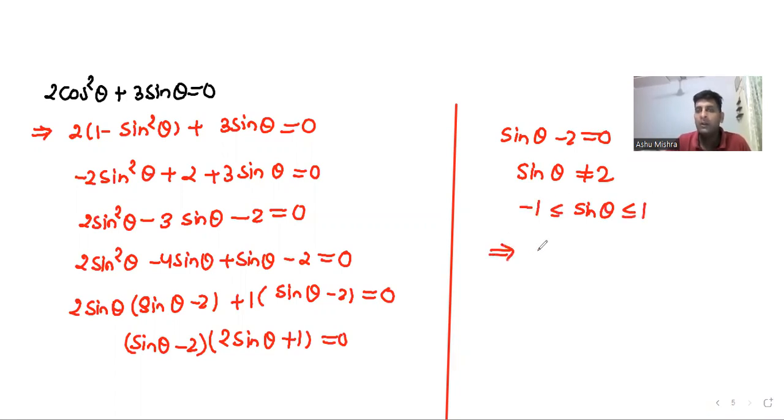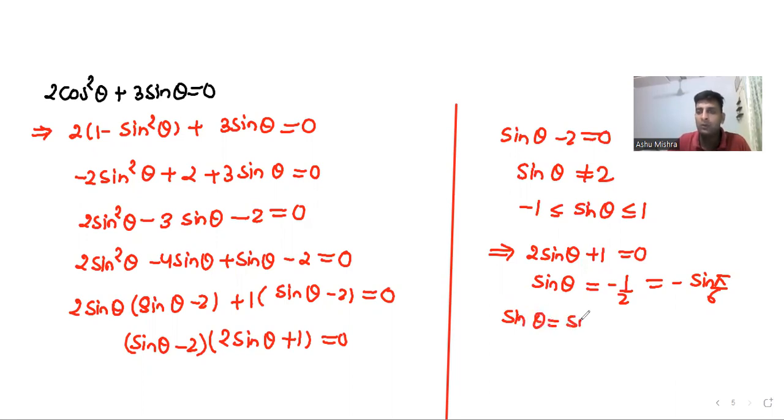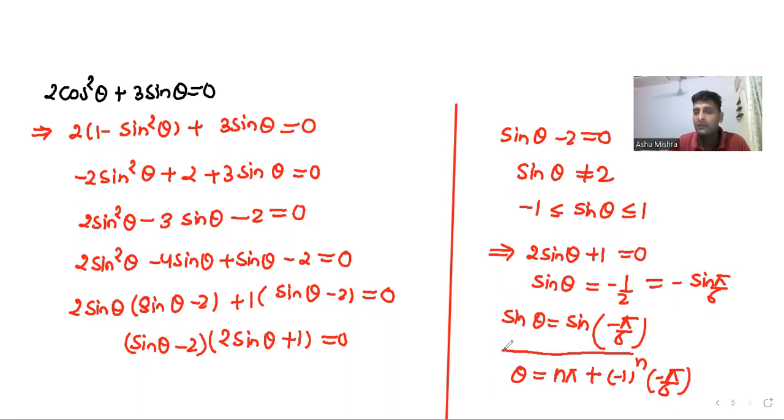Now 2 sine theta plus 1 equals 0, or you can say sine theta is equal to minus 1 by 2, meaning minus of sine pi by 6, so sine theta is equal to sine of minus pi by 6. If sine theta equals sine alpha, then you know very well theta equals n pi plus minus 1 to power of n into minus pi by 6. This is known as the type 1 basic question based on the general solution topic.